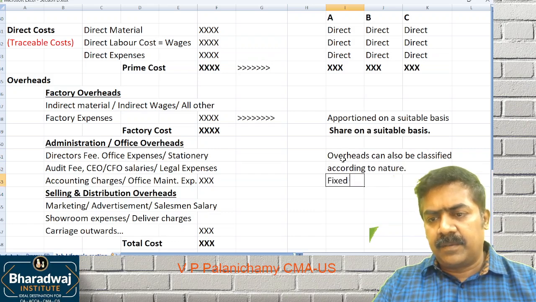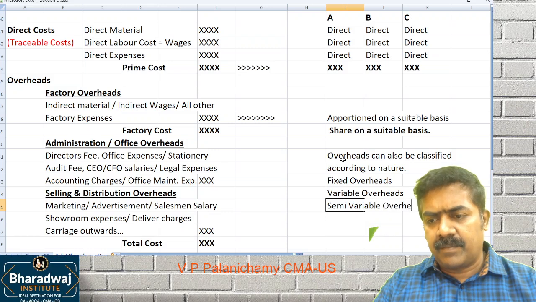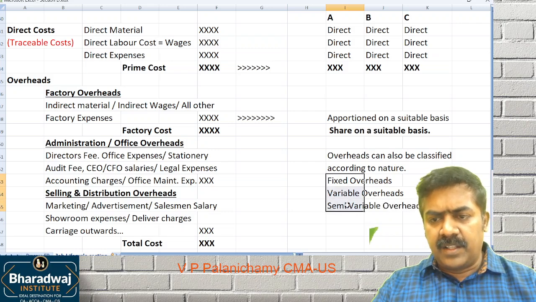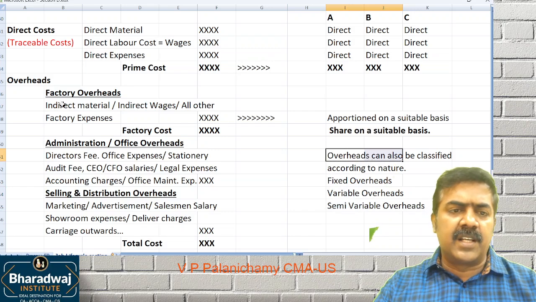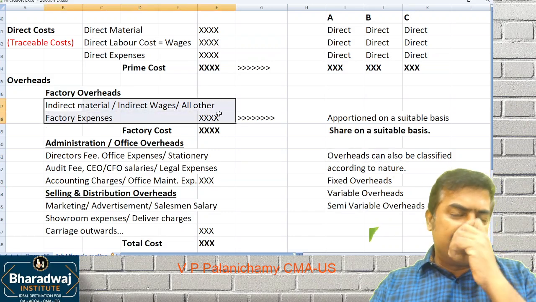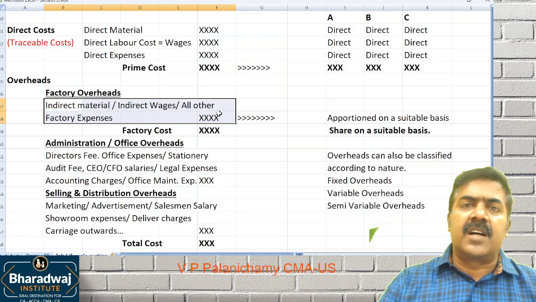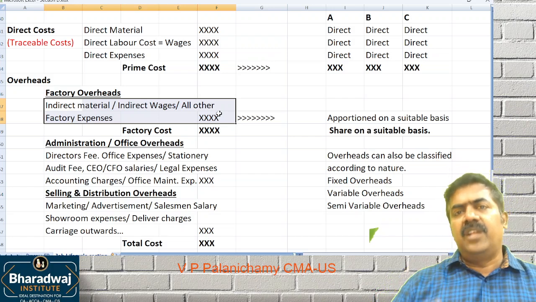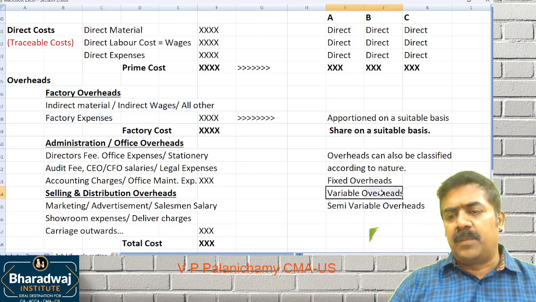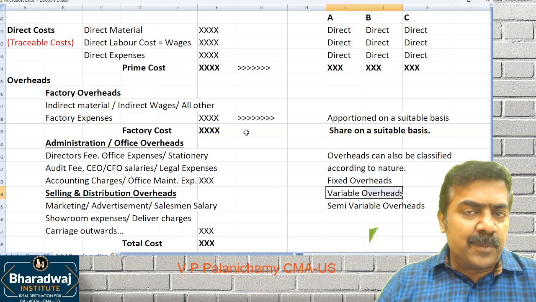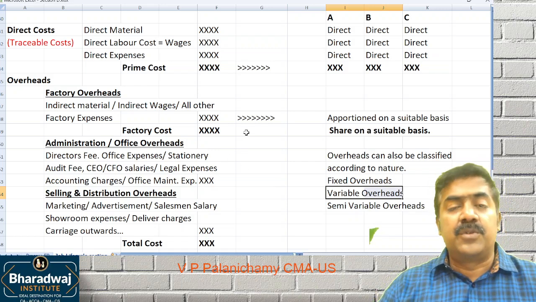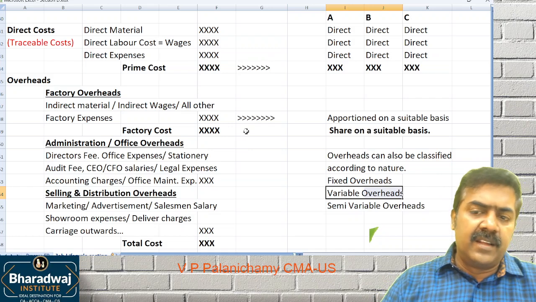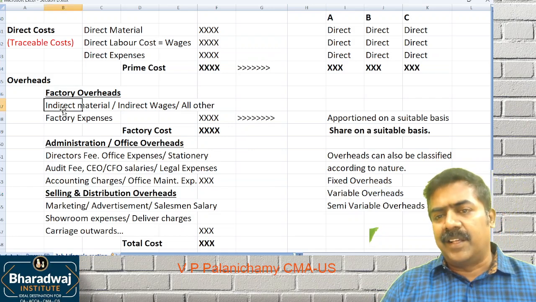Overheads can also be classified according to nature. Fixed overheads, variable overheads, semi-variable overheads. Like this, we can classify according to nature. For example, in factory, certain overheads are changing according to the number of hours operated, number of units produced. Only when you use those overheads will come. They are called variable overheads. Certain overheads, whether you produce or not, whether you shut the factory or run the factory for a day, that overheads will come, like rent and other things.